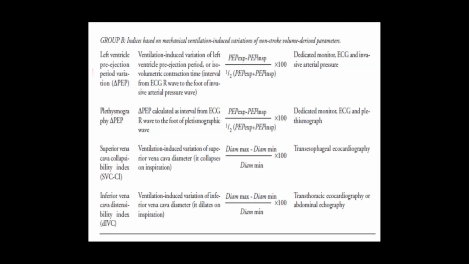Diameter max minus minimum divided by diameter minimum multiplied by 100, and you need a transesophageal echo for that. We will be discussing all these again one by one.